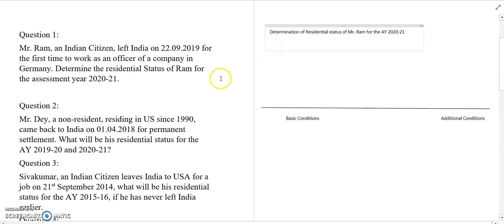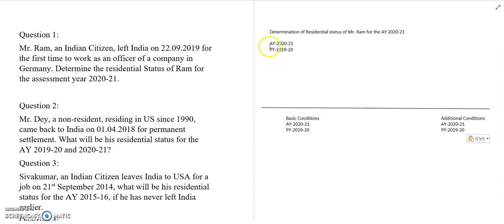So you have to note down the assessment year and the previous year. That's the next procedure. After noting down the assessment year and previous year in the main portion, you have to also mention the assessment year and previous year under basic conditions and also under additional conditions. After doing these things, now we have to write down the basic conditions. You have to point out what all are the basic conditions and what all are the additional conditions. We will first start with basic conditions.